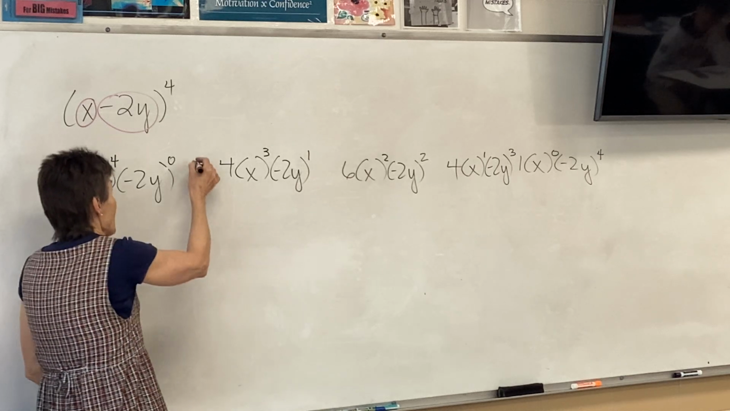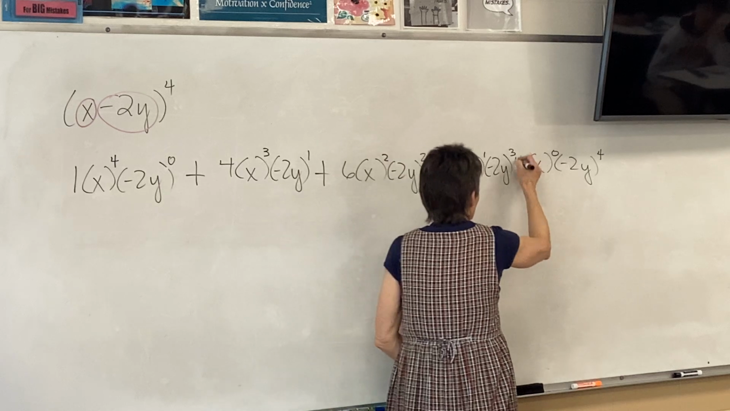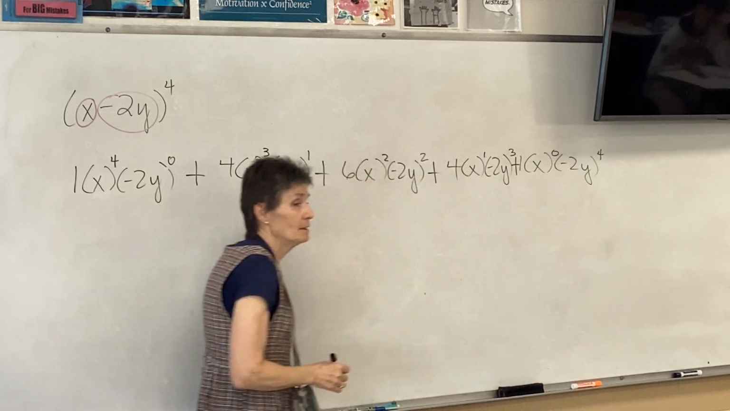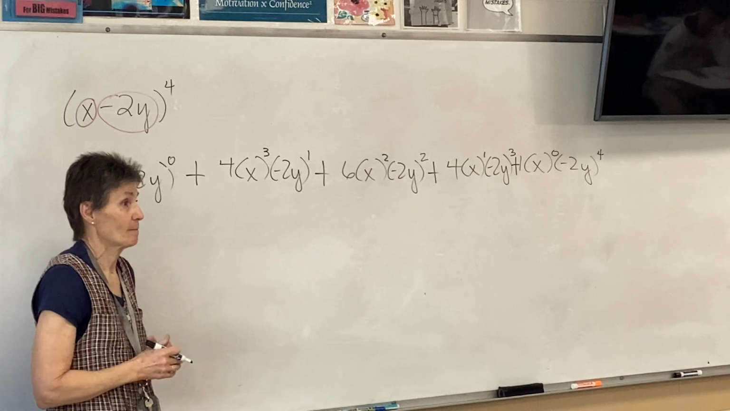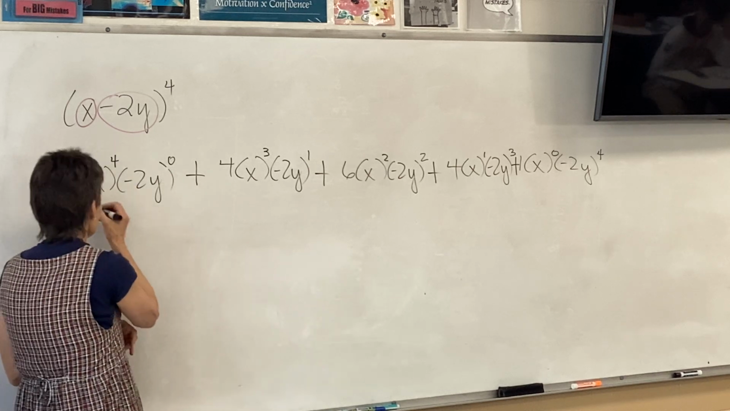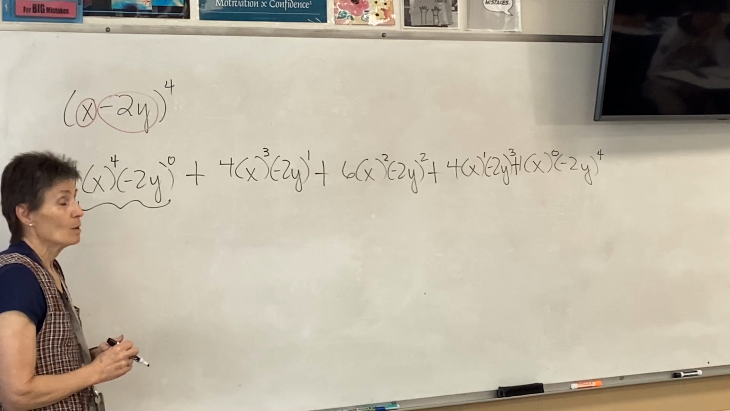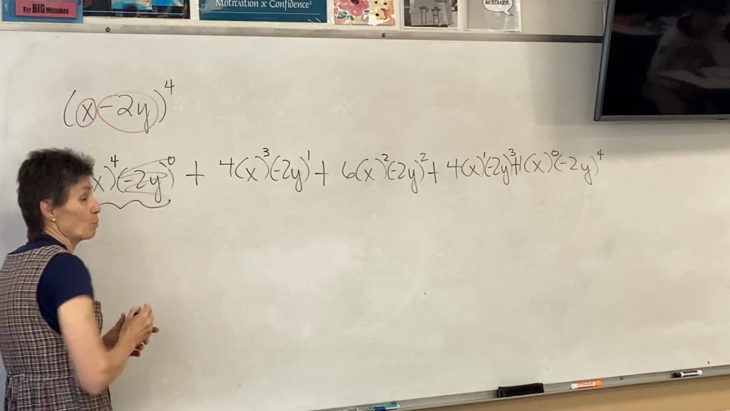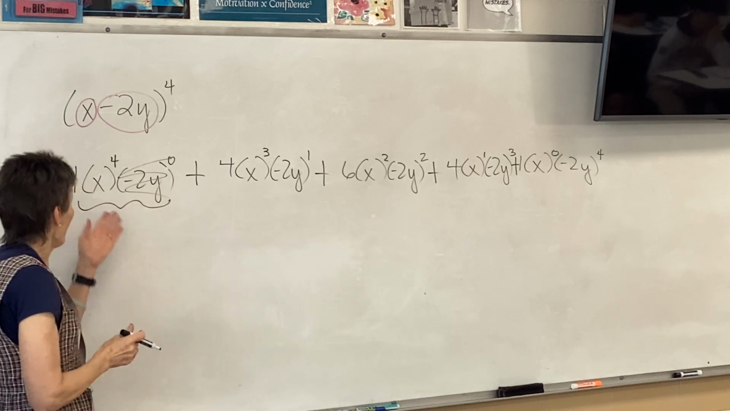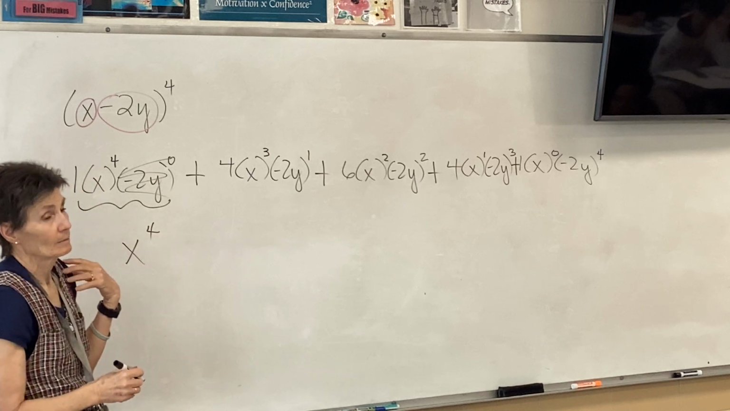All right, now I'm going to put plus signs to separate my terms, always plus. Now some of them might turn out to be minuses, but they start out as pluses. And then I simplify each term. What happens to the 0? It's gone, right? It's 1, it's gone. So all I have is x to the 4th to start with.